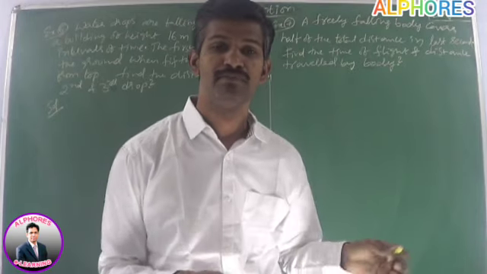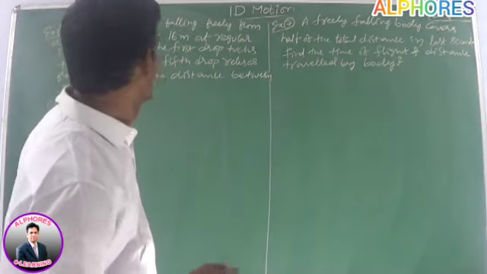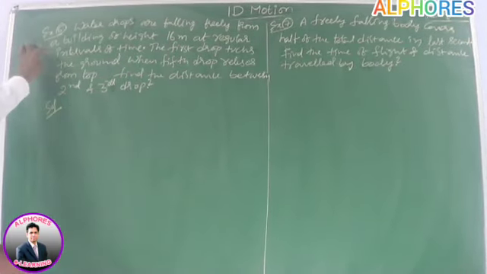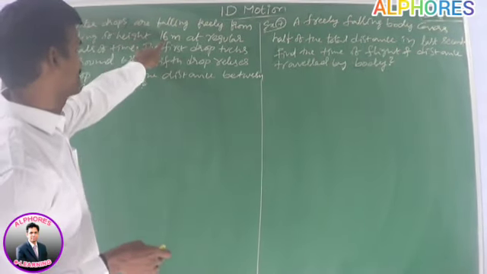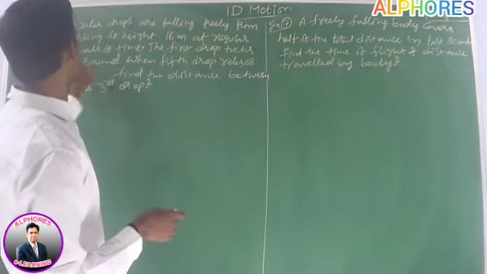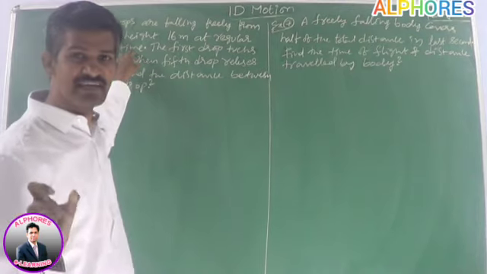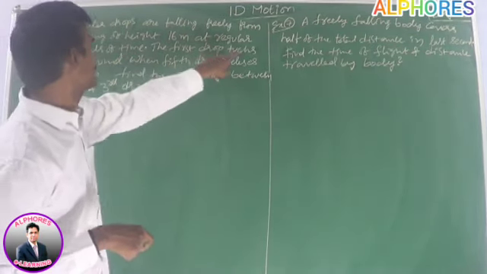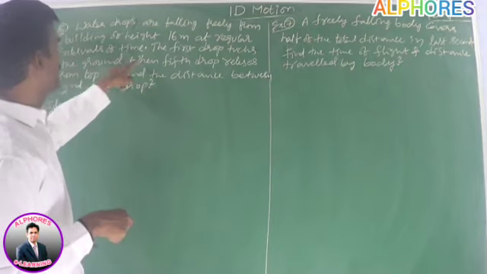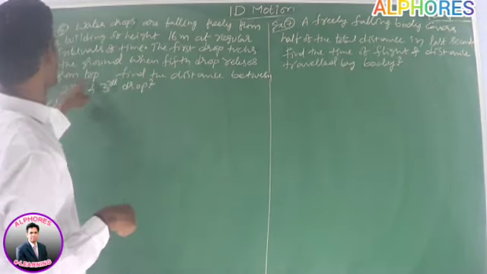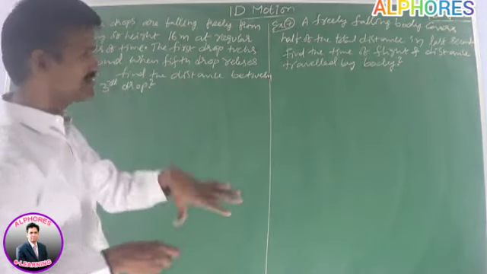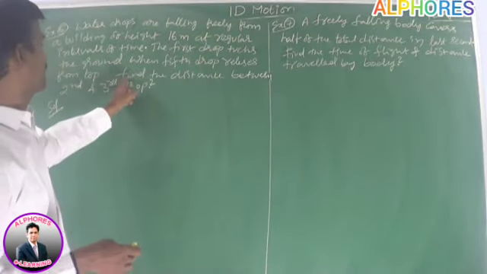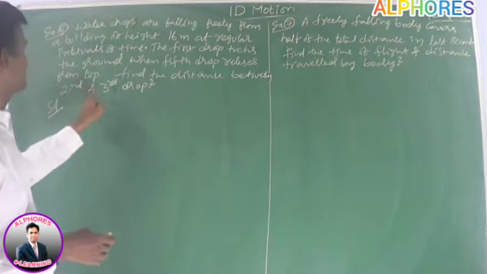Students, I have two more interesting problems here. Our first problem is: water drops are falling freely from a building of height 16 meters at regular intervals of time. The first drop touches the ground when the fifth drop is released from the top. Find the distance between the second and third drops.